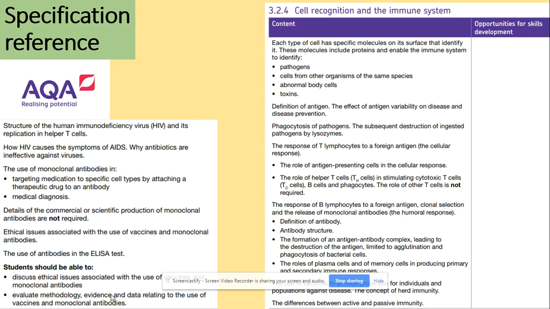So in terms of the specification, now we are looking at this bit here. So we need to look at the response of B cells, B lymphocytes, to a foreign antigen. Remember, antigen is the foreign protein on the surface of the pathogen, and we need to be able to explain how B cells, how the plasma cells and memory cells will respond to this antigen.